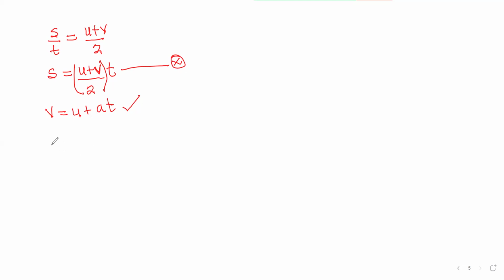Please note carefully. Sir, can you repeat it? In the average velocity equation, I said the engine of equation 2 and 3 is this. If you make S, the displacement, the subject, you get U plus V all on 2 times T. Are you okay?